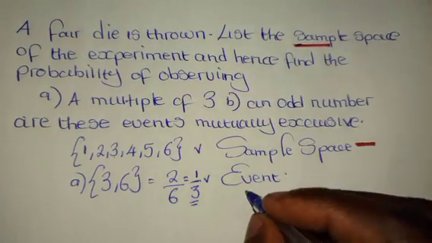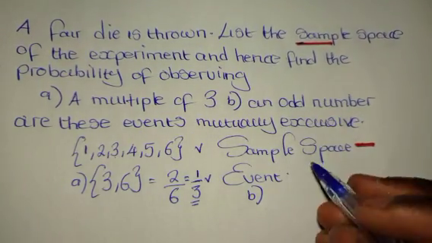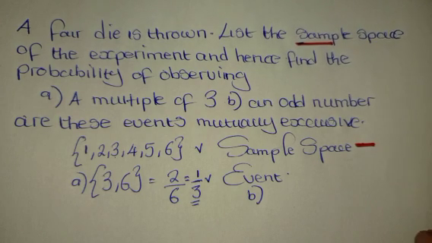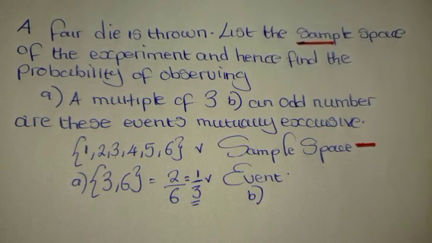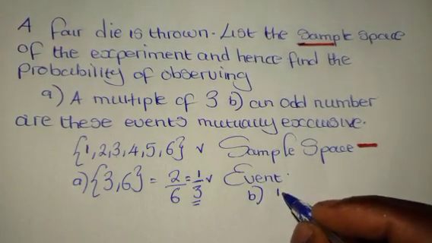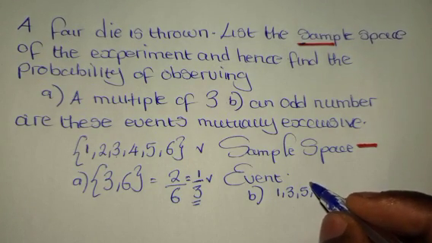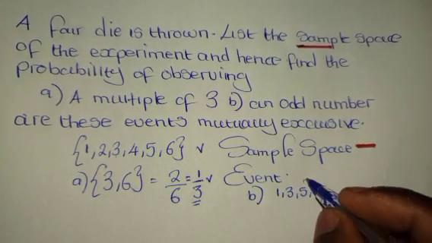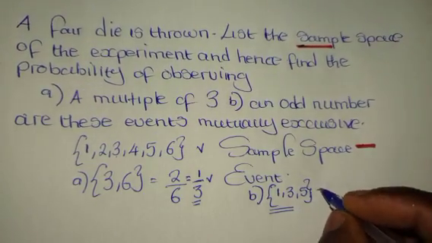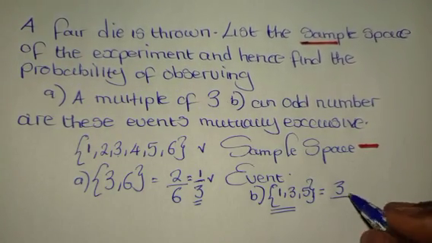Then the next question is telling you to find the probability of observing an odd number. You need to know what an odd number is by definition. Remember, an odd number by definition is a number which cannot be divided by 2 evenly. Those numbers start from 1, 3, 5, 7, all the way to positive infinity. Now that we have listed these odd numbers, how many odd numbers can you see on the die? 3.